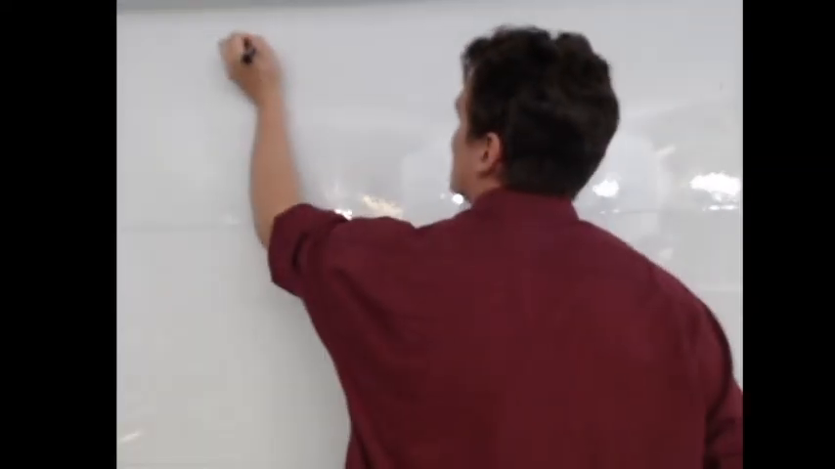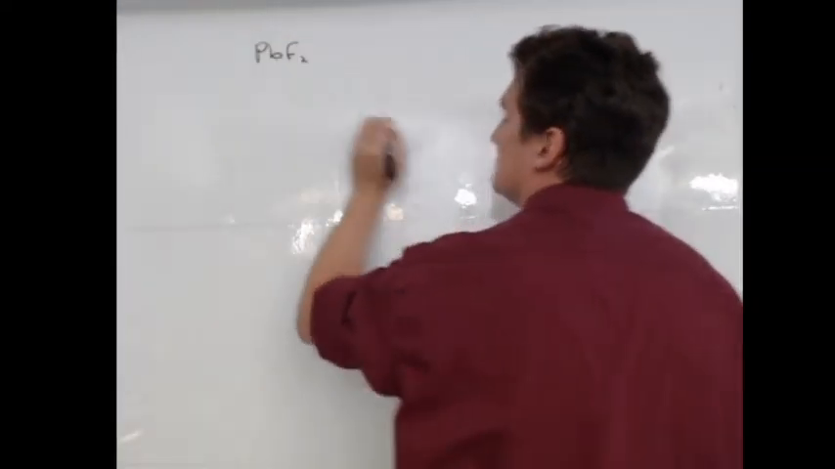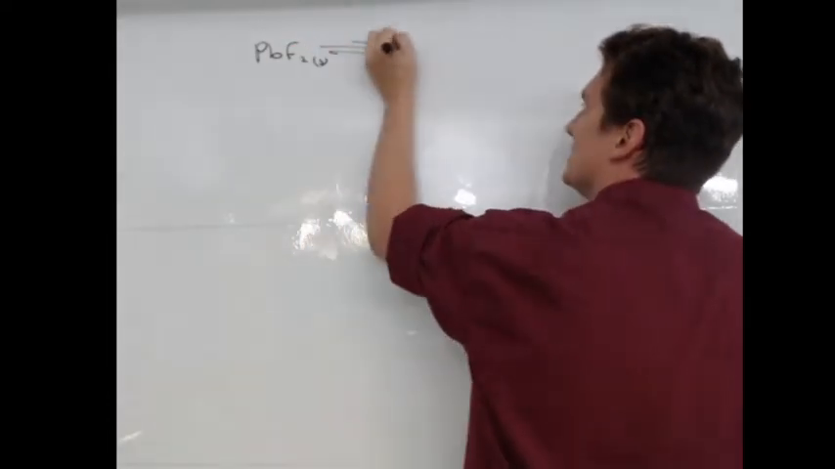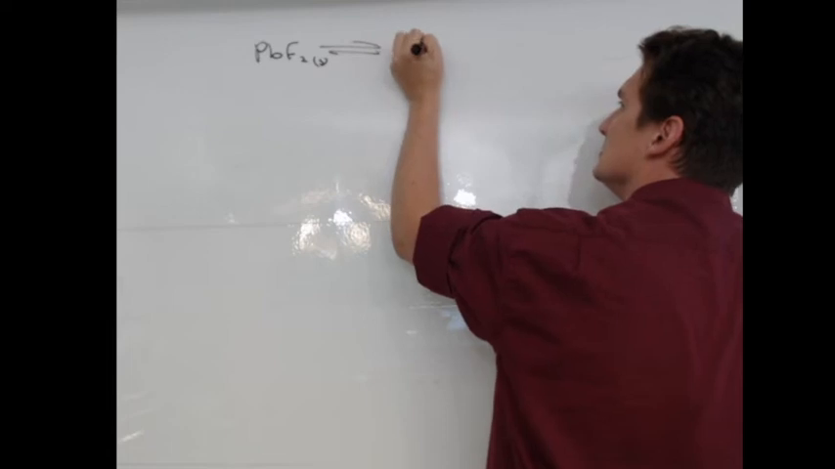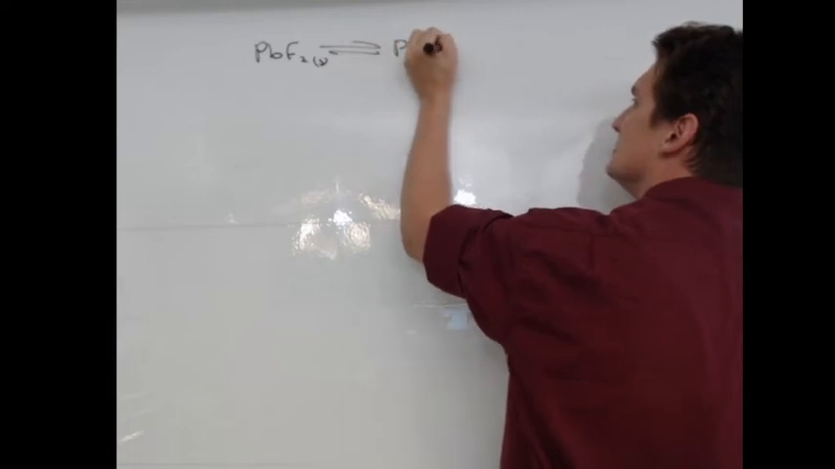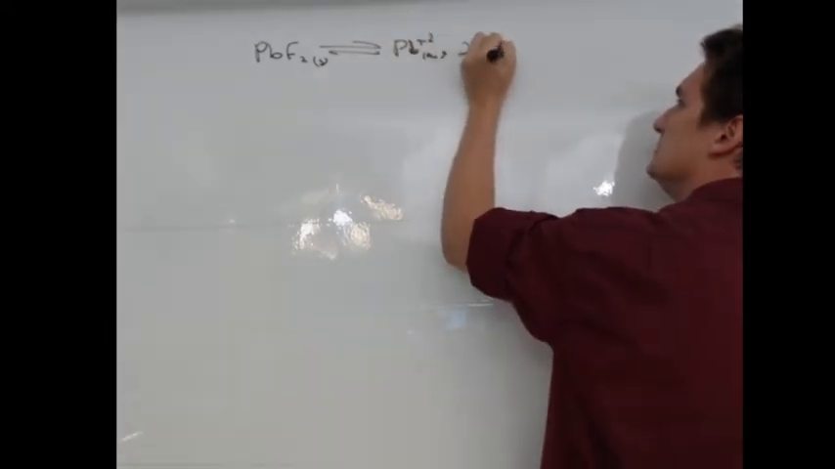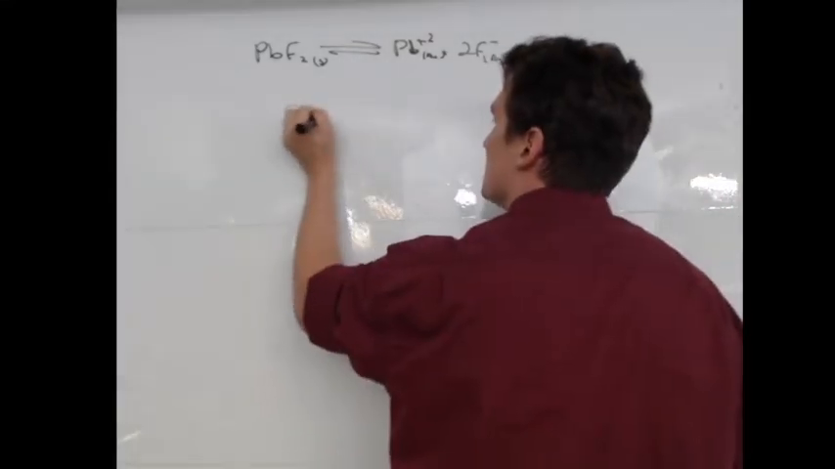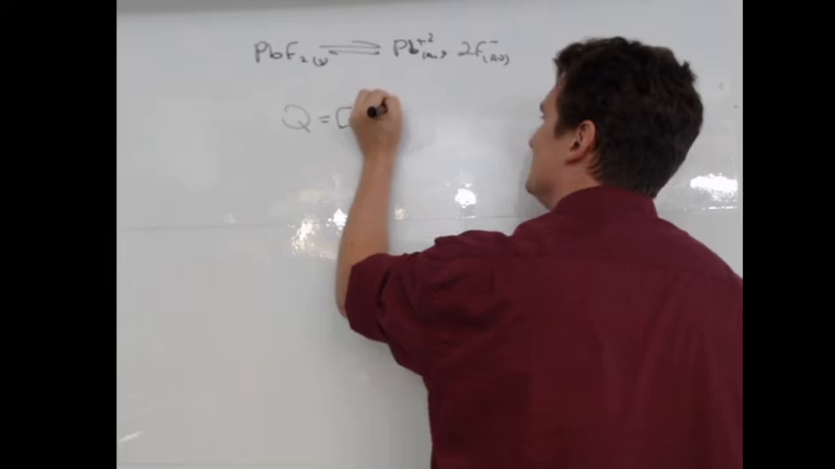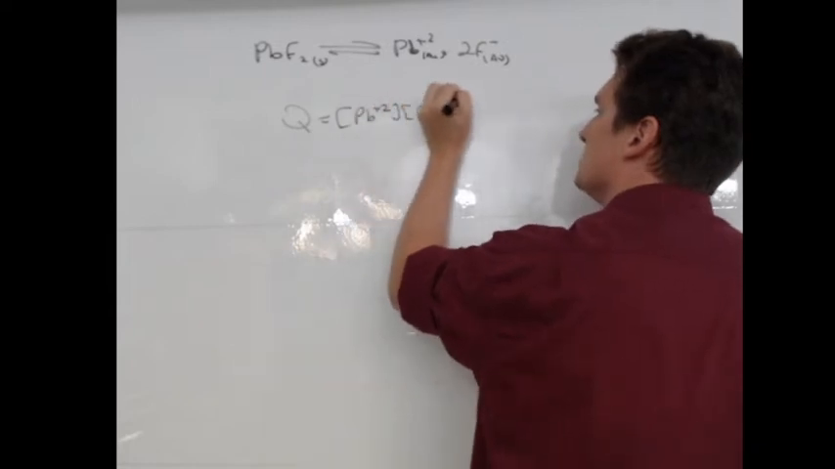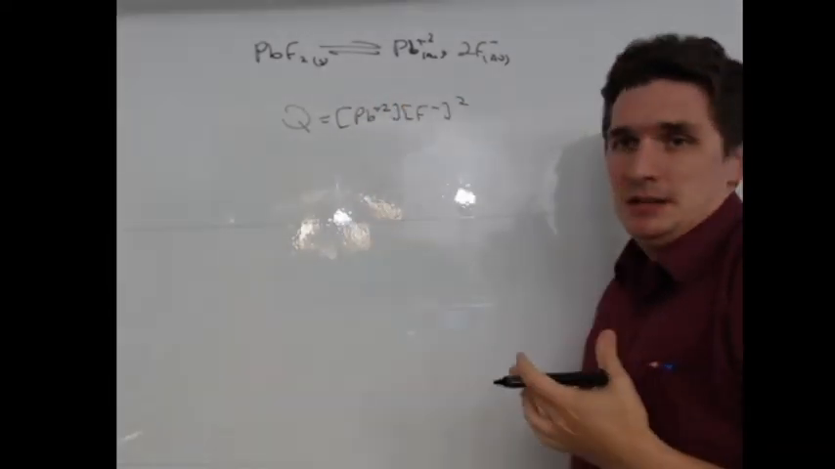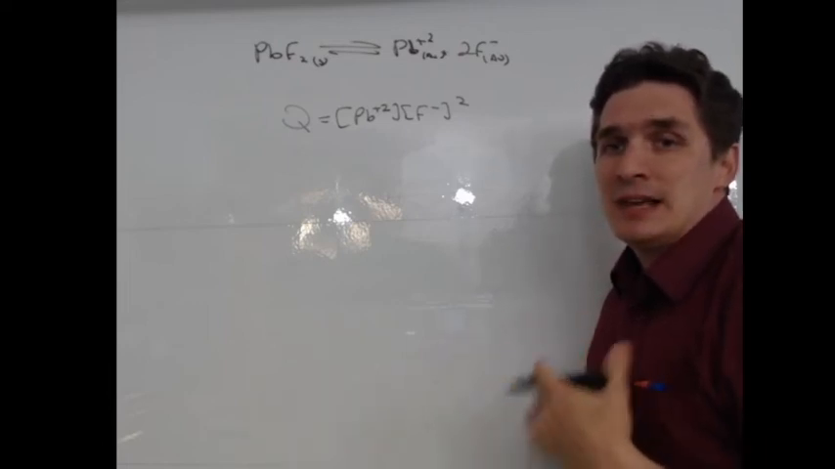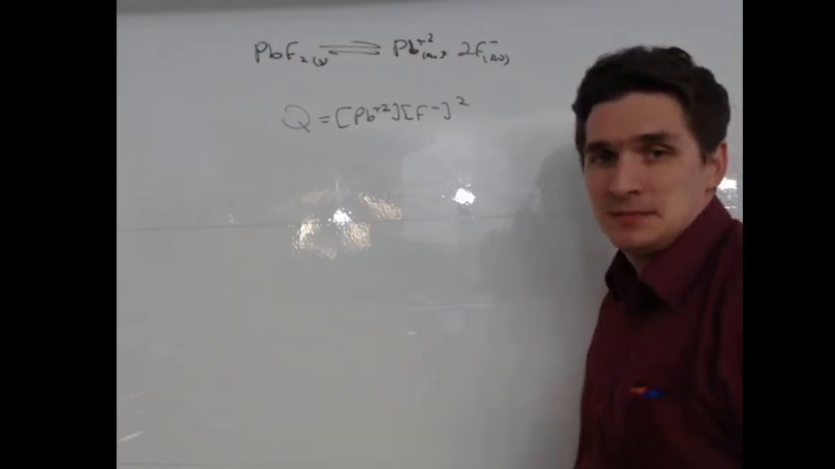So let's say you worked with something like lead fluoride, PbF2. Going back to lead plus 2 and fluoride. You've got your expression for Q. In this case, it's the concentration of lead times the concentration of fluoride squared. It is easier in this regard, so it gives you the number of atoms of lead and fluoride dissolved.